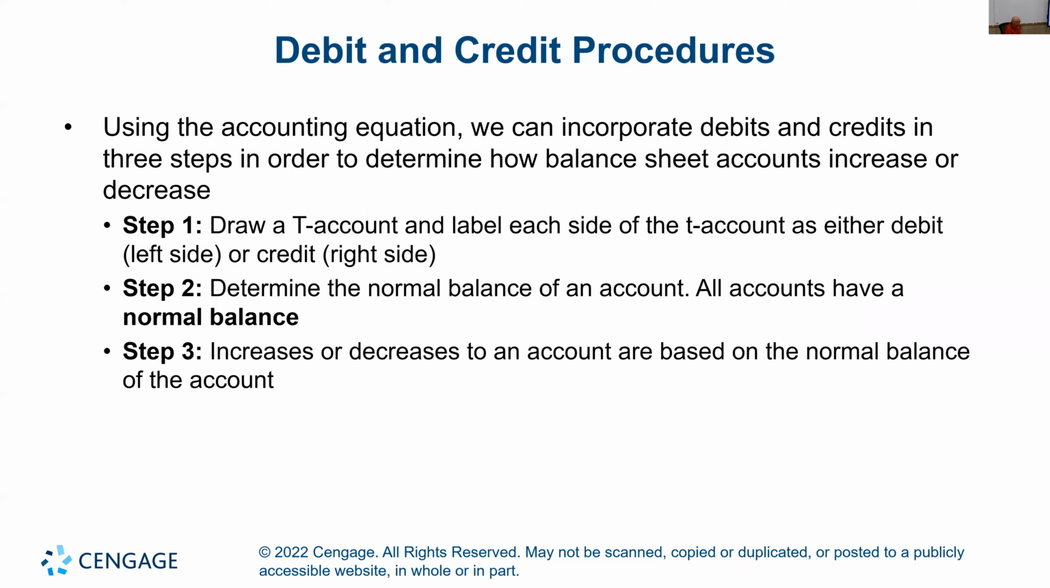Okay? So debit and credit procedures. Using the accounting equation, we can incorporate debits and credits in a 3-step order. Step 1: you can draw a T account and label our debit side and our credit side. Step 2 is determine the normal balance of an account.